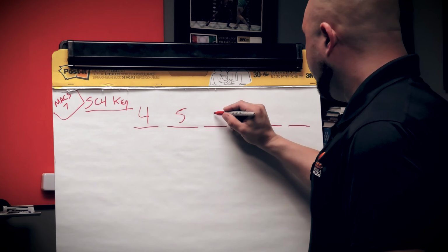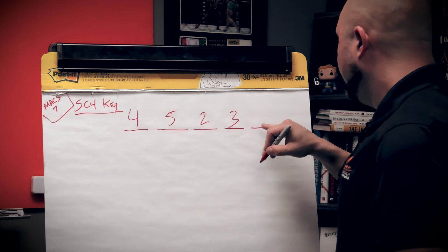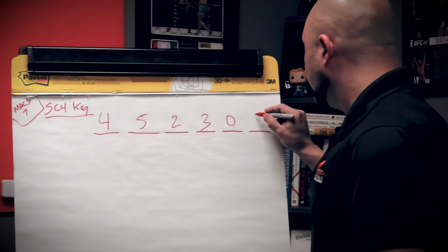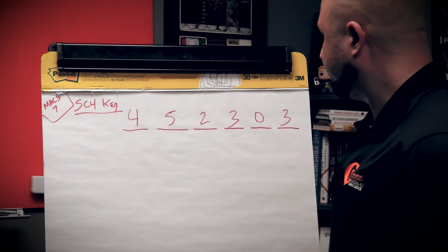Another even one, I'll do a 2. And then odd, I'll go to a 3. And then another even, I can do a 0 if I wanted to. And then I can do a 3. Right? So none of that is over my max adjacent cuts.